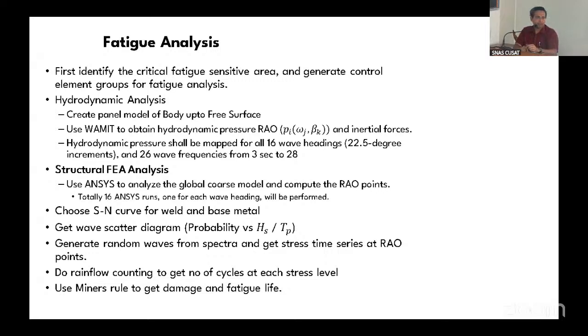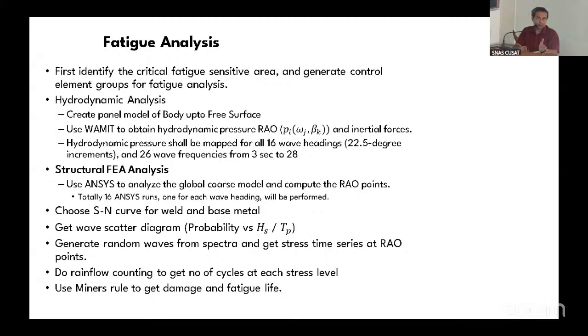You can see them. Then you get the wave scatter diagram, which essentially gives you your significant wave height Hs, the peak period, and the probability that each of these combinations appears in your wave spectrum. So you have the wave scatter diagram. Then you generate random waves from the spectra, and for each Hs and Tp, you can generate random waves.